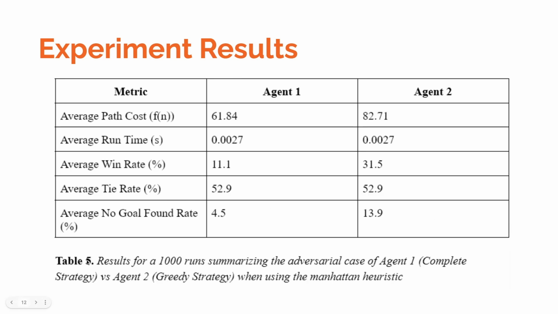Now, we ran another set of 1,000 runs, where Agent 1 again used the complete A-star strategy, and Agent 2 used the more greedy approach. However, this time, the agents used the Manhattan heuristic function. Once again, we noticed that the complete A-star had a much smaller path cost, about 25% less, and the runtimes were about the same. But the win rate of the greedy approach was 3 times as high as that of the complete A-star approach, with the trade-off of being unable to find a solution or getting stuck about 3 times as much.